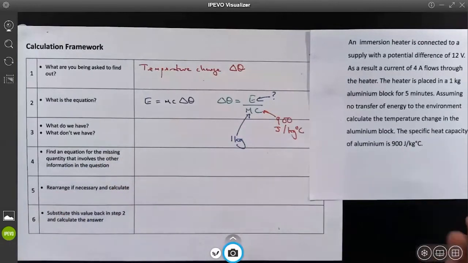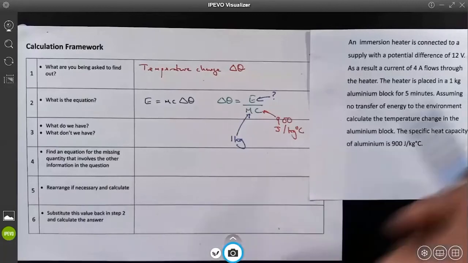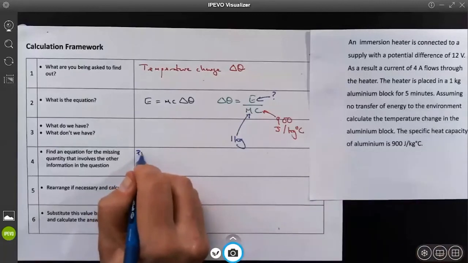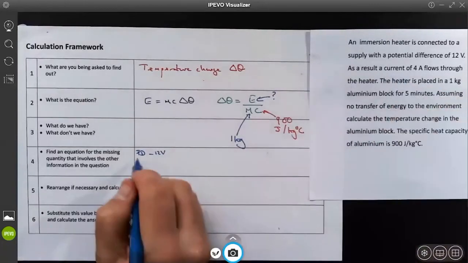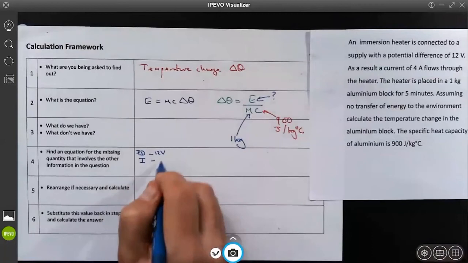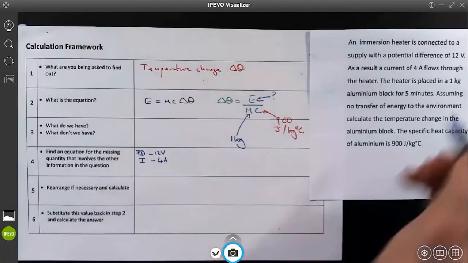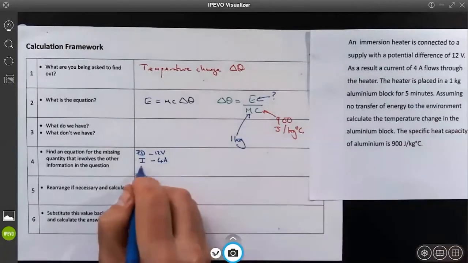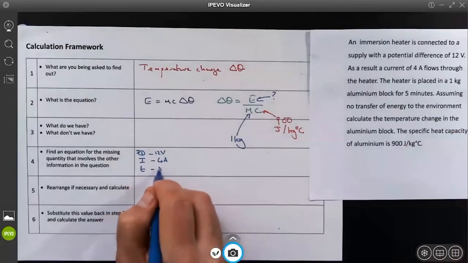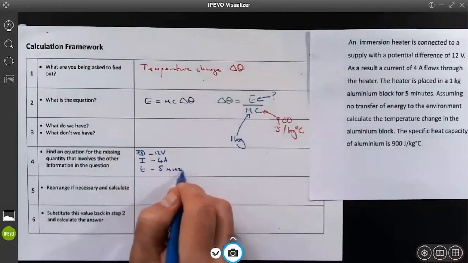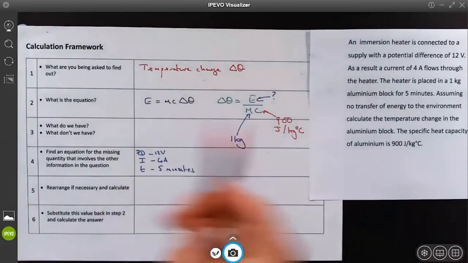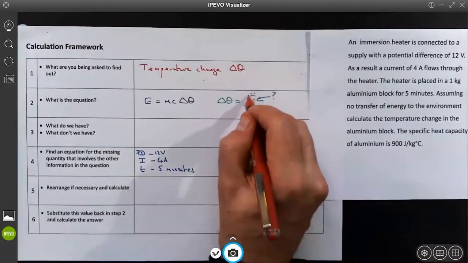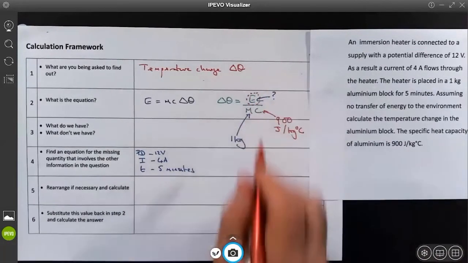Well, if we look at the rest of the question, we can actually see that we've been given a potential difference of 12 volts. We can see we've been given a current of 4 amps. And we can also see we've been given a time of 5 minutes. So is there an equation which links those quantities to the missing quantity in our first equation?